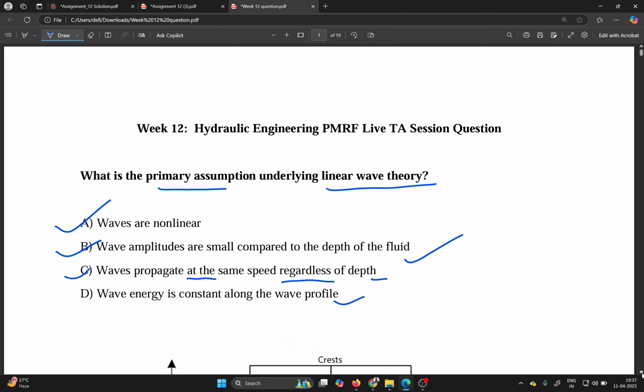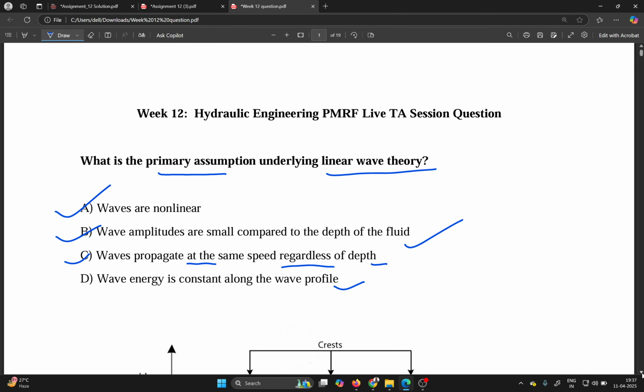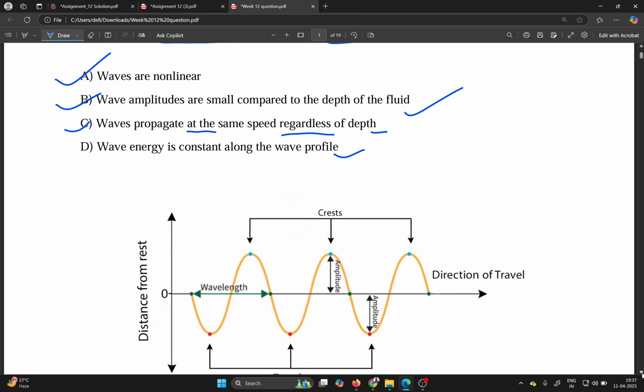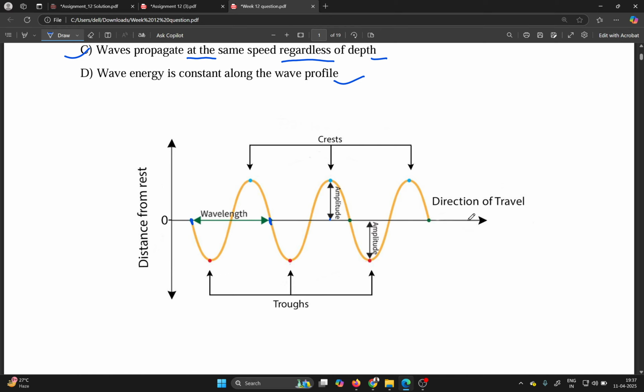Please think on that. Let me discuss what your amplitude and all are. Wavelength you know already, from here to here. This complete one cycle is the wavelength, and the amplitude is from the mid-level to the crest, and from the mid-level to the trough also, and the direction of travel you can see here. And these points above zero we know as the crest, and the lower one is the trough.